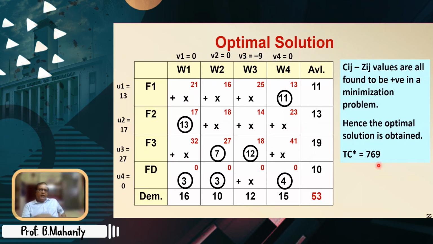This 769 has nothing to do with those earlier values because after all, this is a different problem altogether. All right, because availability and demand values are different. All right, so this is how you solve these kind of problems.